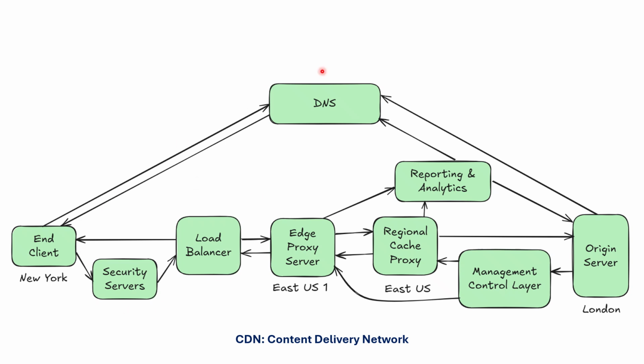So now this diagram accurately illustrates the CDN architecture that we have discussed, with our origin server in London and our viewer in New York being served by a nearby edge proxy server in East US, going through a multi-tiered approach through a regional cache proxy in East US. Understanding these components and their interactions is crucial for delivering a high quality online experience at scale.